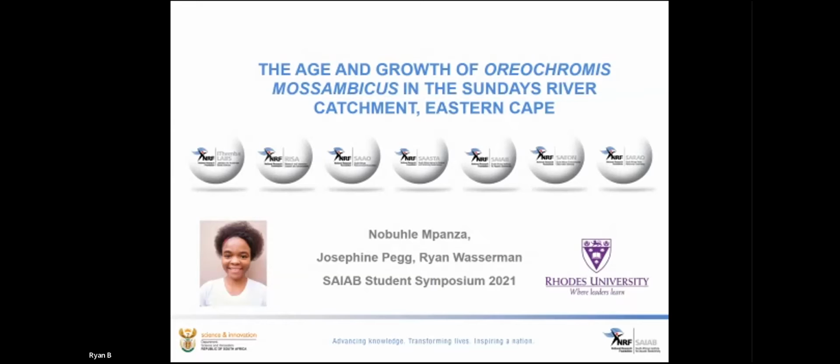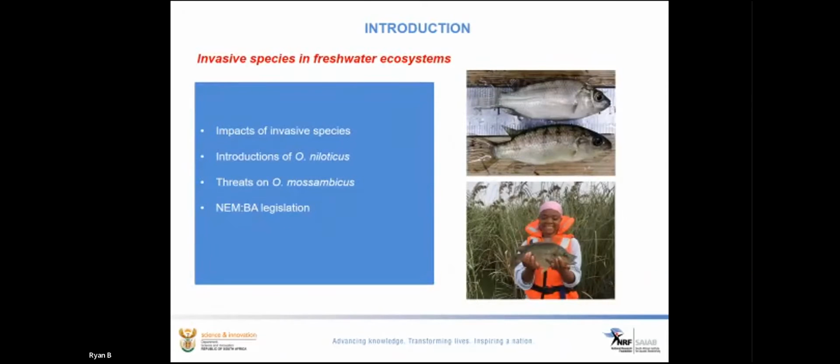Good day, everyone. My name is Nobuhle Mpanza, and my talk today is on the age and growth of Oreochromis mozambicus in the Sundays River catchment in the Eastern Cape. So freshwater ecosystems are under pressure from a number of stresses, one of which is the continued introduction of invasive species that threaten both the biodiversity and integrity of these ecosystems. One such species is Oreochromis niloticus that was first introduced in South Africa for aquacultural purposes in the Limpopo River and has since escaped and established viable feral populations.